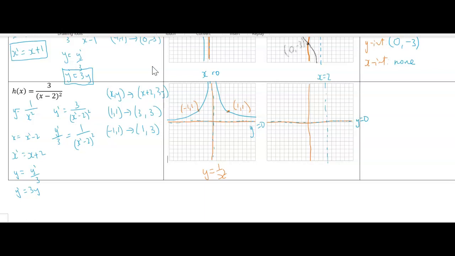All right, so (1, 1) has become (3, 3). So I'm going to put that on here. It's the point (3, 3). And then we've got (1, 3).